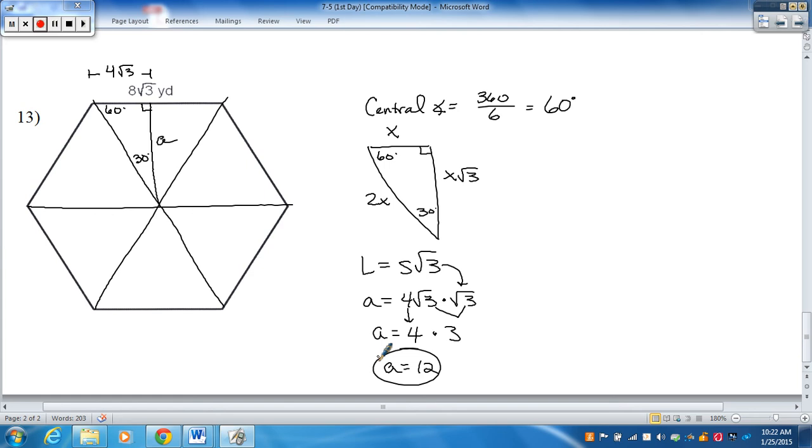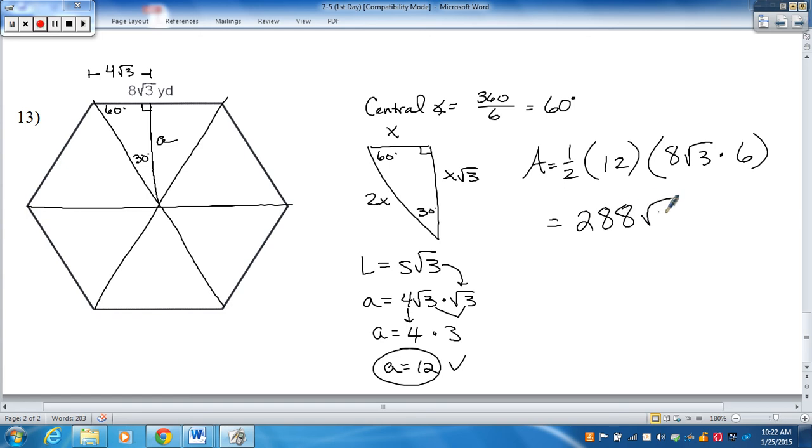Okay? So for this one, I'll do the 1/2 apothem times perimeter. The apothem we found to be 12. The perimeter is going to be the length of one side times the number of sides. Okay? And so if I take half of 12, that's 6. 6 times 6 is 36. 36 times 8 is 288. And the radical 3 has nothing else to multiply with. And there's the area of the last one.